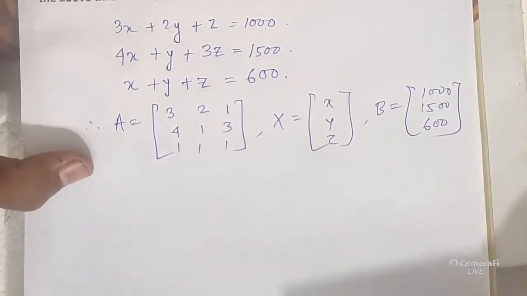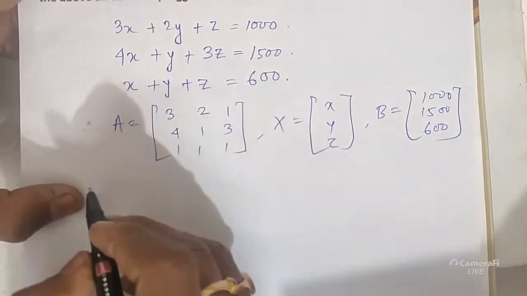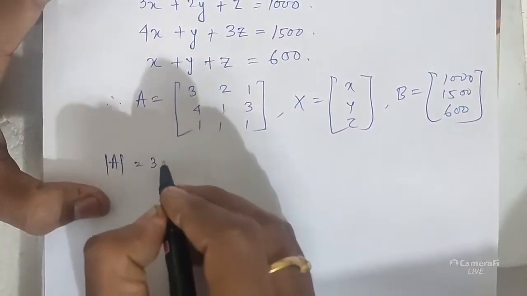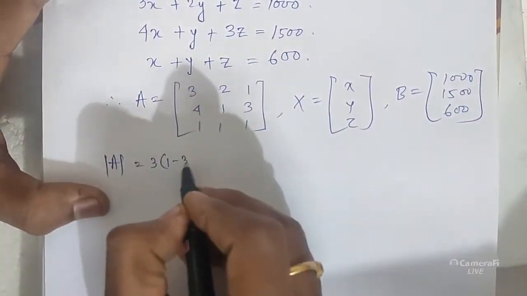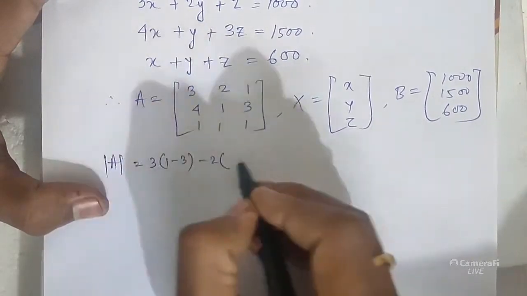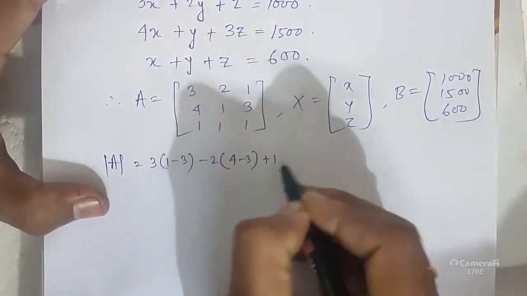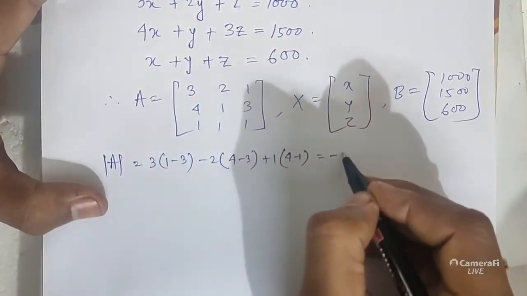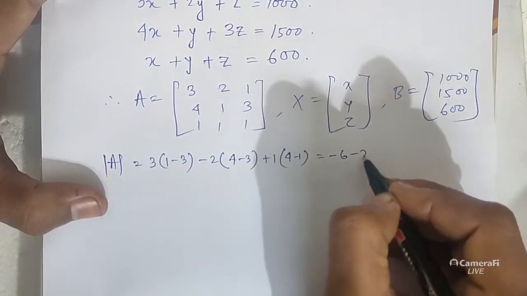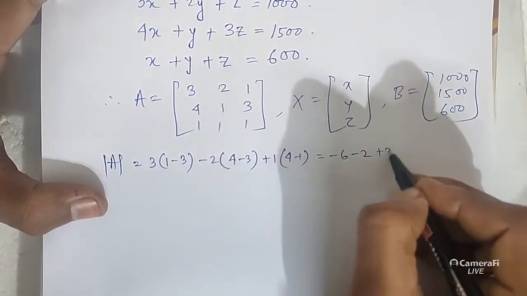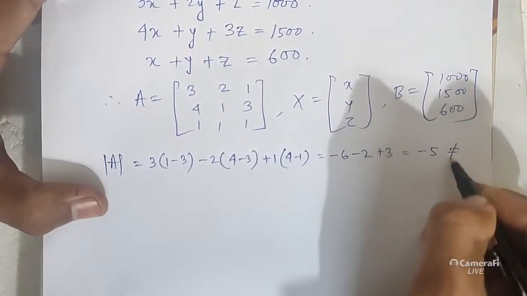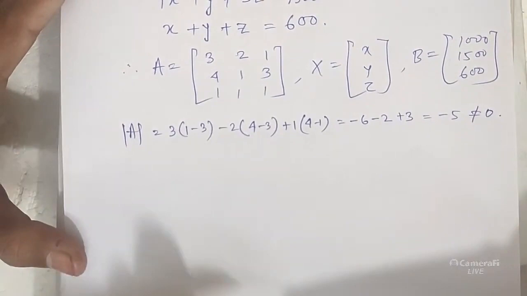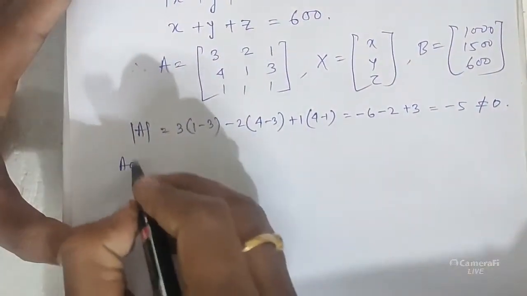Next, what we have to find? Next we have to find determinant A, that is 3 into 1 minus 3, minus 2 into 4 minus 3, plus 1 into 4 minus 1. So what is coming? Minus 6 minus 2 plus 3, that is minus 5, not equal to 0. Next we have to find adjoint A.